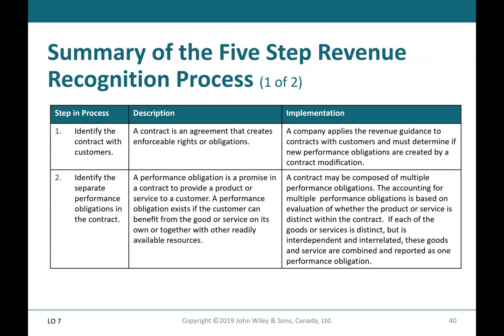Implementation: A contract may be composed of multiple performance obligations. The accounting for multiple performance obligations is based on evaluation of whether the product or service is distinct within the contract. If each of the goods or services is distinct, but is interdependent and interrelated, these goods and services are combined and reported as one performance obligation.